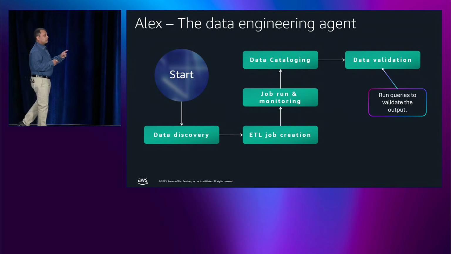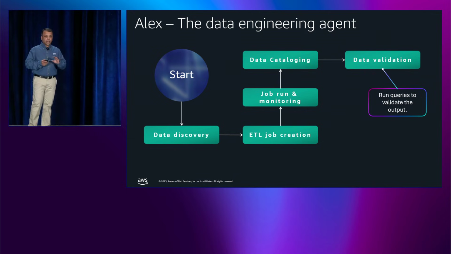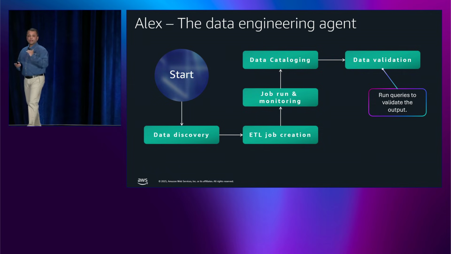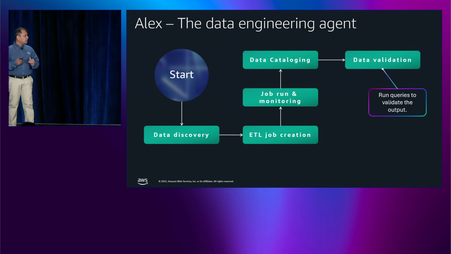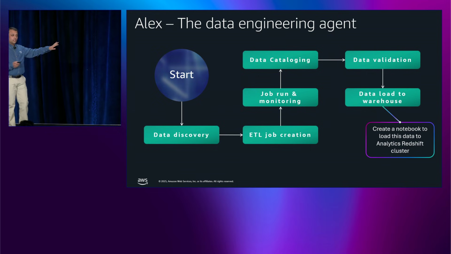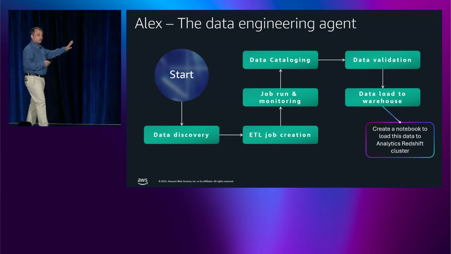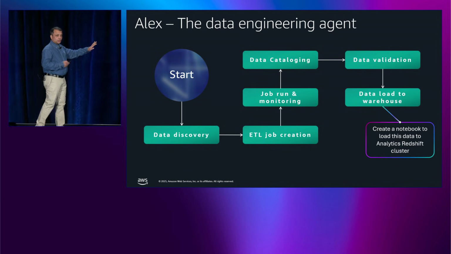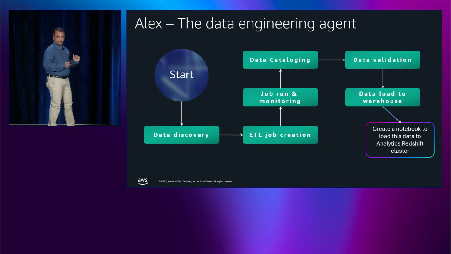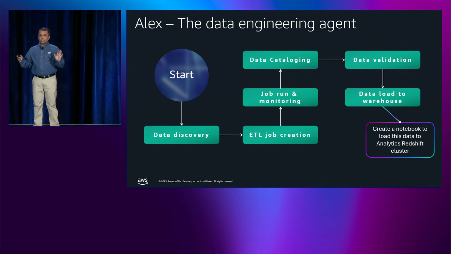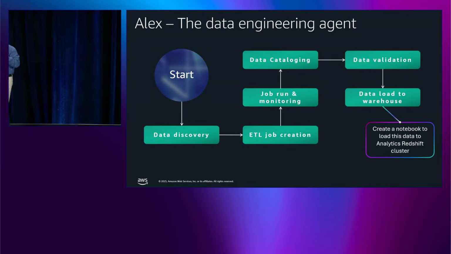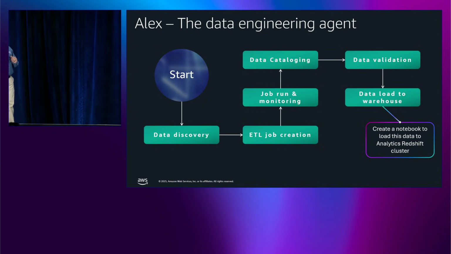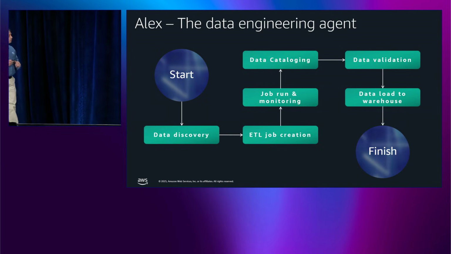After cataloging, we want to do some data validation, because at the end of the day, anything that we do needs to be validated. And once everything is done, if you remember, the marketing team, the execs are really looking for the data in their data warehouse. So we want the data to be loaded to the data warehouse. So this is what the data engineering team at AnyCompany Retail has at hand. This is the task. So let's take a look.